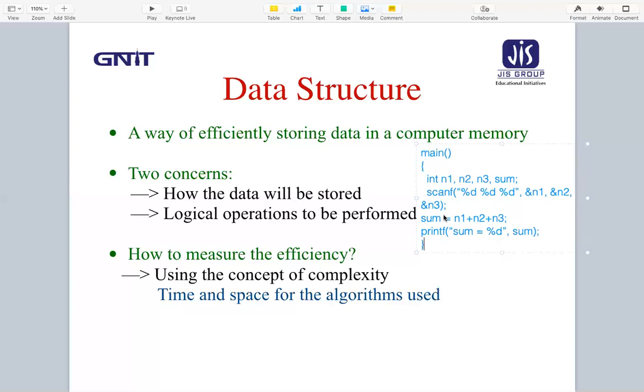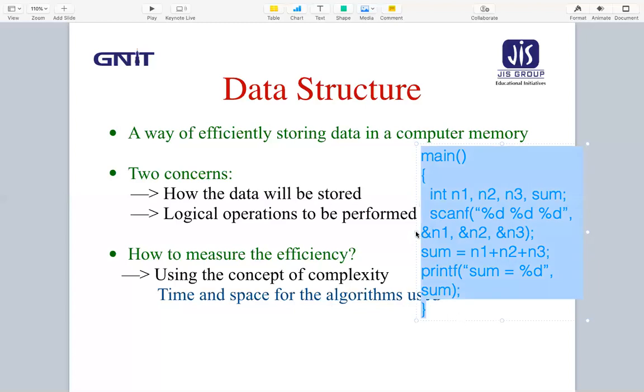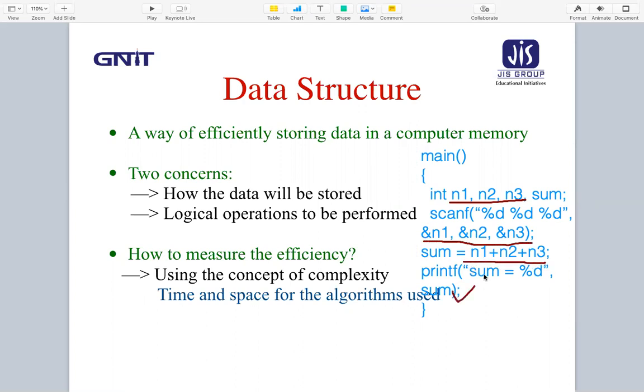If we look at this program, we can see one thing very clearly: because in this program we are trying to find out the sum of three numbers, it is becoming easy. We can take three variables of integer type n1, n2 and n3. We can take those values from the user, and then we can find the sum of these three numbers and print it.